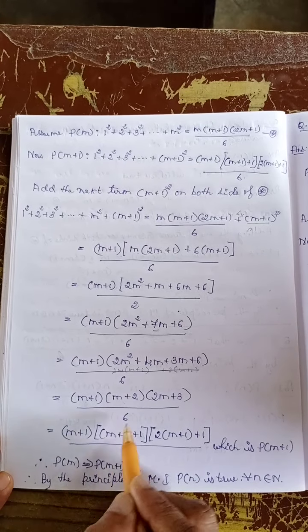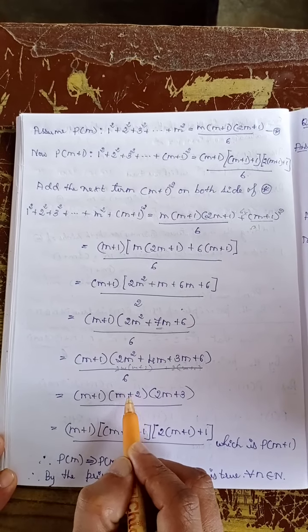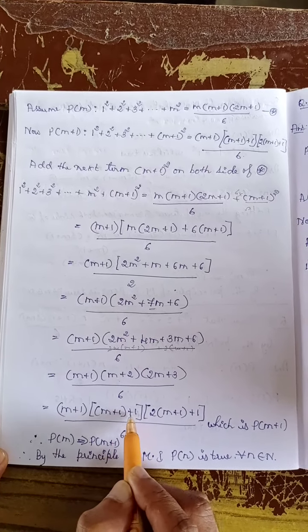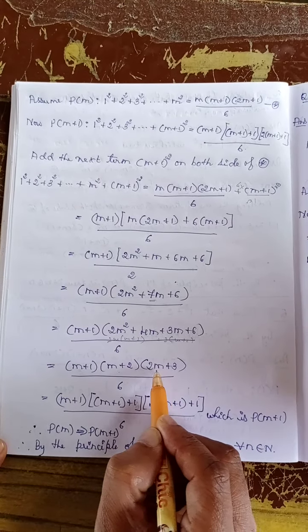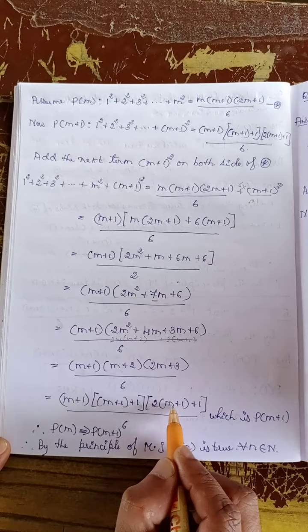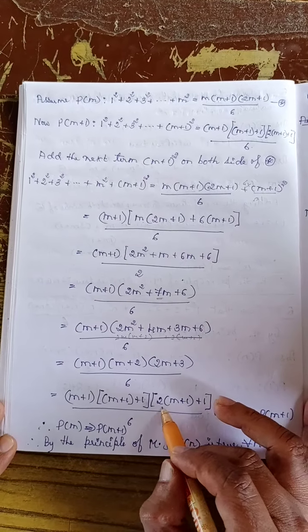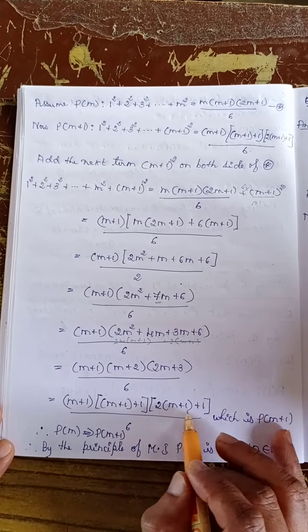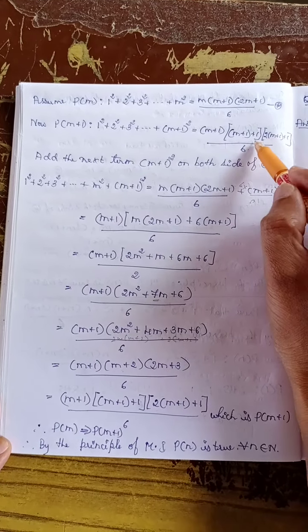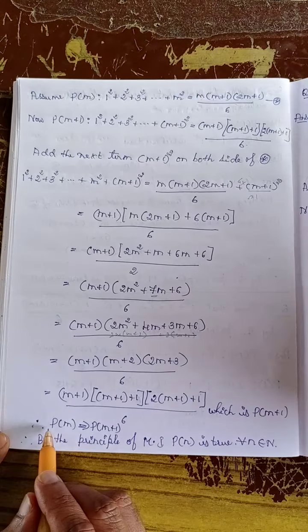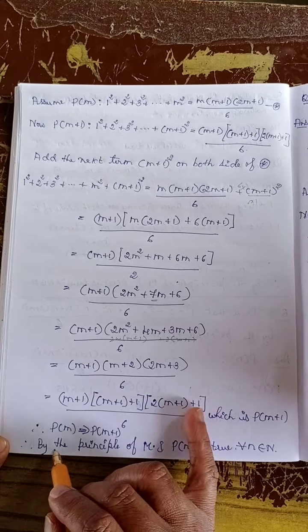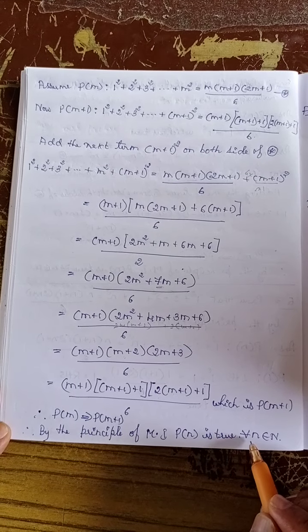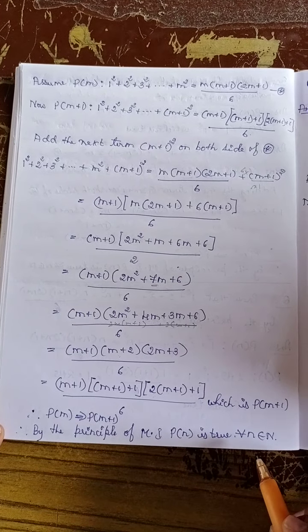That can be written as m plus 1 into m plus 2, which can be written as m plus 1 plus 1, that is m plus 1 plus 1. 2 into 2m plus 3 can be written as 2 into m plus 1, that is 2m plus 2 plus 1 is 3 here, which is the same as P of m plus 1. So P of m implies P of m plus 1. By the principle of mathematical induction, P of n is true for all n belonging to N.